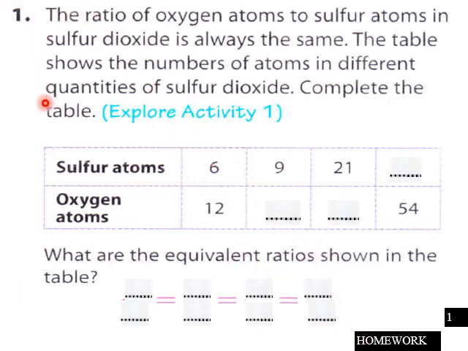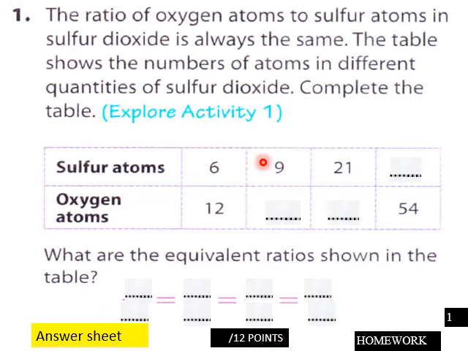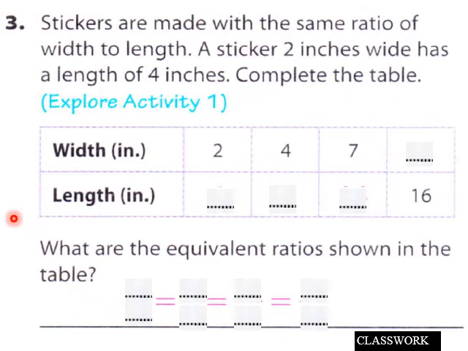Here is a table that needs to be filled out. Class, you need to notice the ratios between these two. What are the equivalent ratios shown in the table? So you have 4 entries here. If you need more room, attach an answer sheet to this homework sheet. And this is worth 12 points.